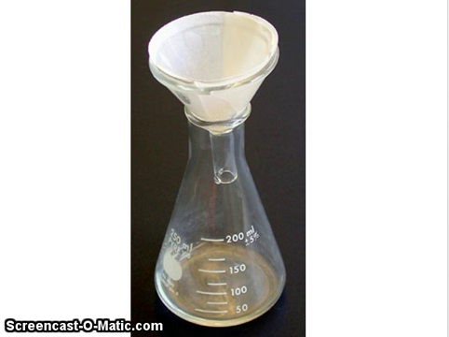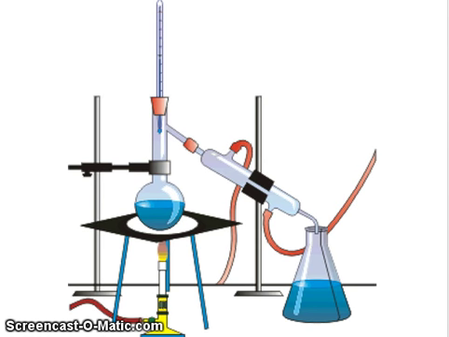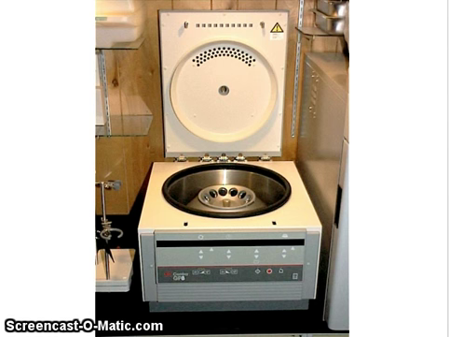Here's a picture of a funnel. This is for filtration. So you would have the stuff pour through the funnel, and the filter paper would collect the material. We'll do a lab with that. Here's a distillation, and the heat would boil the liquid and collect the steam in the flask, and all the remaining junk would be filtered out. Here's a picture of a centrifuge.